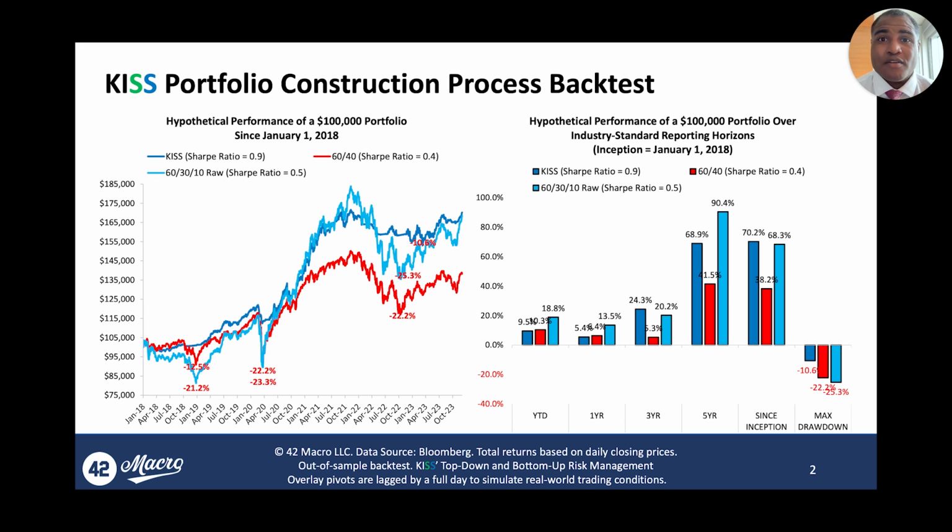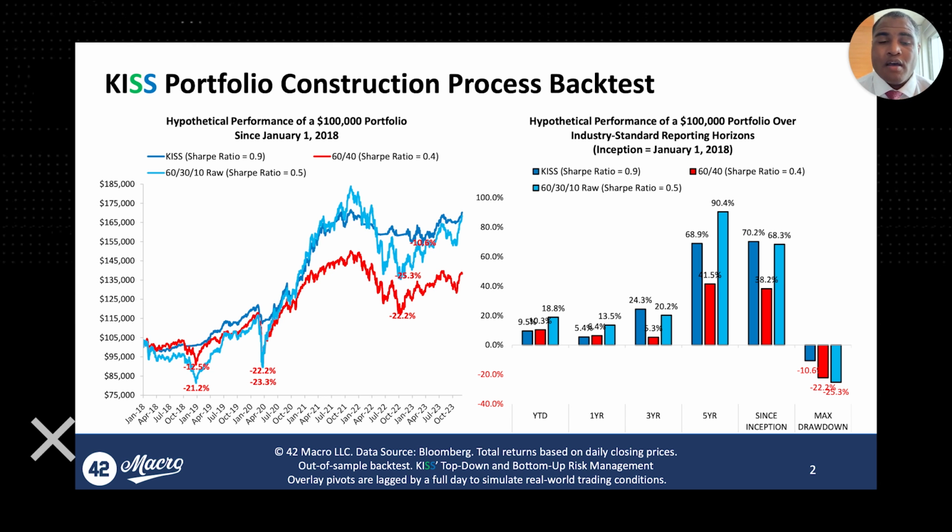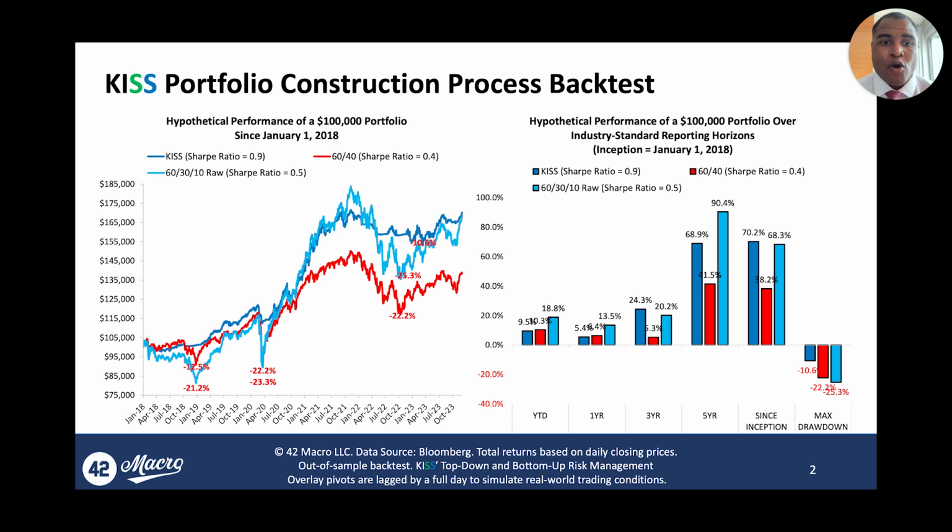And there have been three crashes in 60/30/10 raw, SPY, AG, Bitcoin, over the past 5 to 6 years. It crashed in Q4 of 2018. It crashed during COVID, down 23% peak to trough, and then it crashed in 2022, down 25.3%.